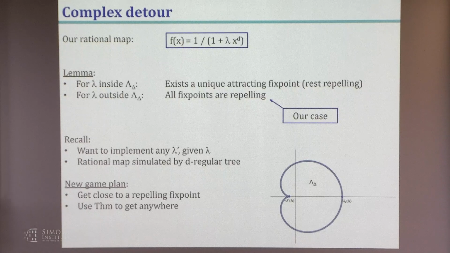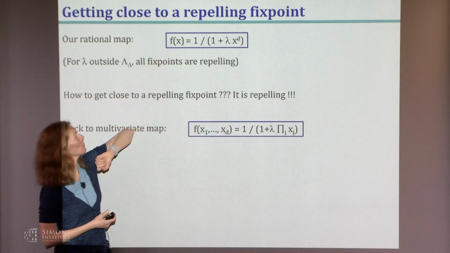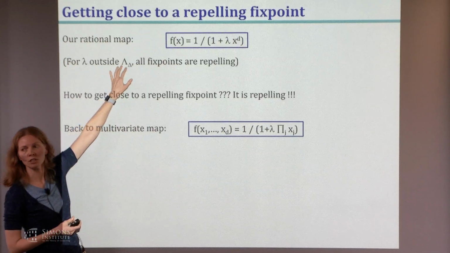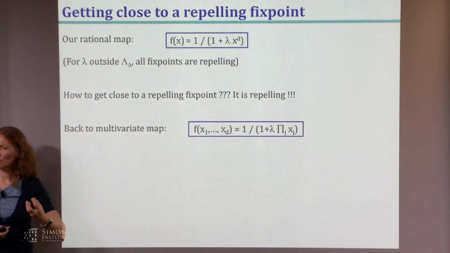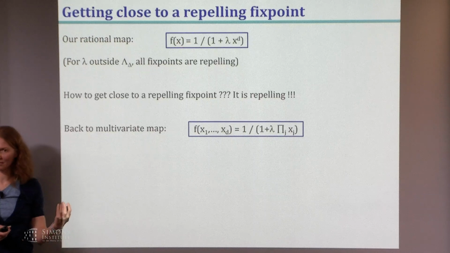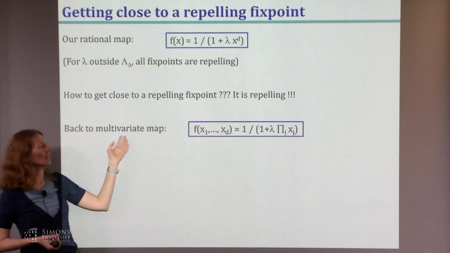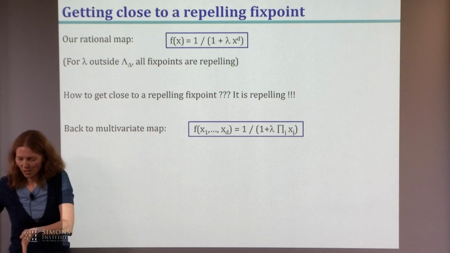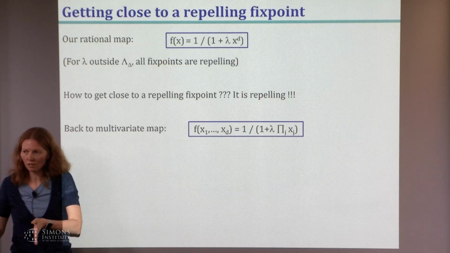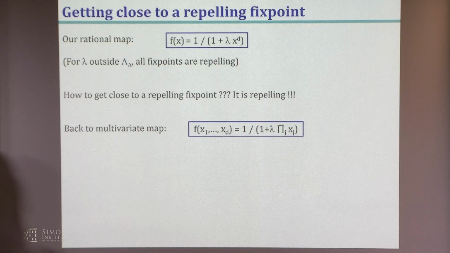Okay, so now there are some issues to address here with the game plan. So what do we have now? So we know we have our rational map. We are outside of the cardioid and all fixed points are repelling. So we kind of want to get close to a repelling fixed point, but you know it's kind of hard because it's repelling. So what do we do? Well, let's go back to the multivariate map. In the multivariate map, we didn't connect trees that were all equal. We connected different trees that implemented different activities. Okay? Does that possibly help?